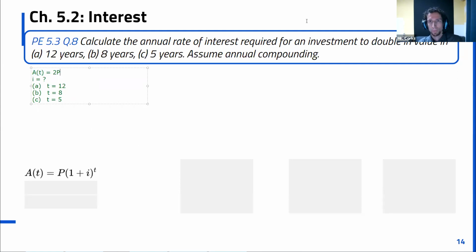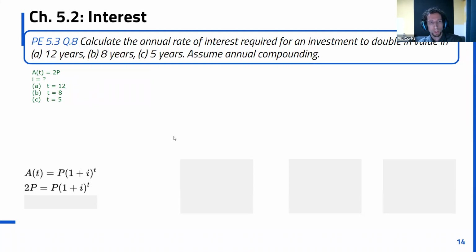Okay. So if we put that in our formula here, then 2P is equal to P times (1 plus I) to the T. And I'll leave T for now because we have a few different values of it. Then if we simplify this, P just disappears. So we don't need to know P and we don't need to know the final value. All we need to know is the ratio between the two, doubling. So 2 is equal to (1 plus I) to the exponent T.